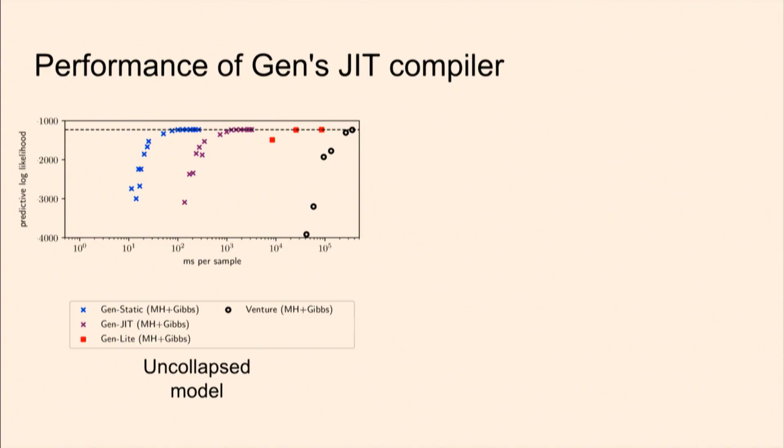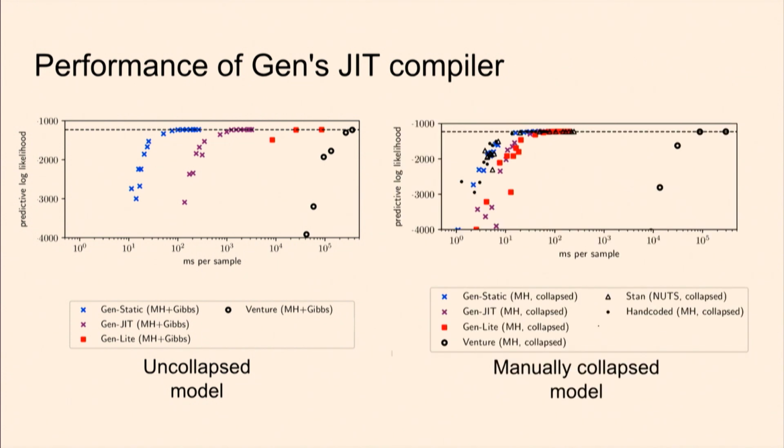But one of the issues that we encountered with Venture in the lab had to do with performance, basically. So we've been thinking about performance, and with Gen's system, I'll talk more about how we get performance later, but basically we've iterated over a few different variants of the system, and each of those variants has been more performant than Venture by at least an order of magnitude, in terms of milliseconds per sample on the x-axis and accuracy on the y-axis. And in another variant of this model, which is collapsed, we compared against hand-coded samplers and Stan, and the static variant of Gen basically got the same performance.